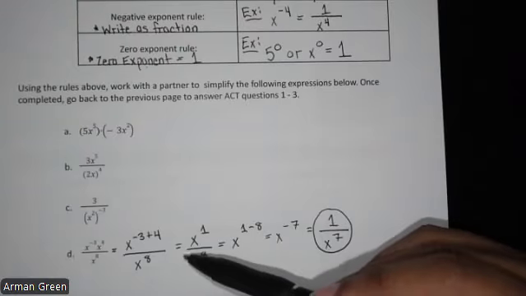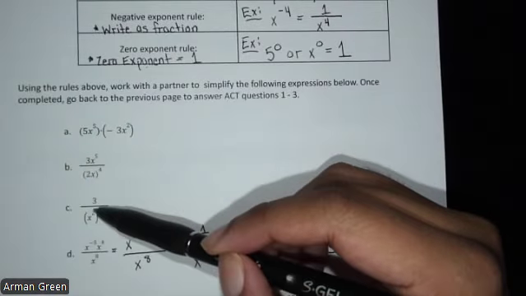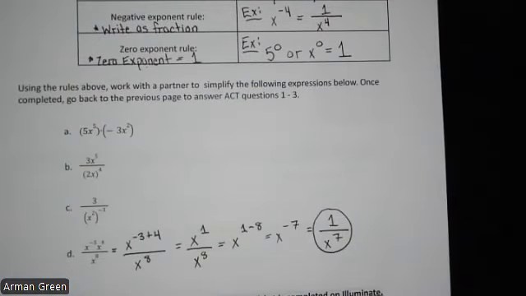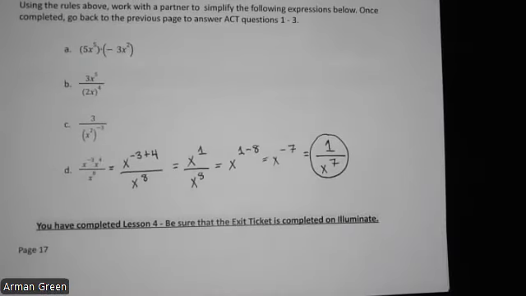Similar to what we just did for part D, you need to do the same thing for parts A, B, and C. That is going to be your independent practice, and that is what you need to make sure you complete by the next class period in order to receive credit for completing your notes for this lesson. Now, the last thing you have to do, besides finishing these notes, is make sure that you complete the exit ticket for this lesson as well.